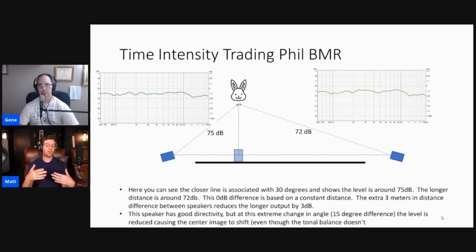So in this particular case, as you move to the side, the center image shifts. This is contrary to what people typically say, which is that a wide dispersion speaker has a wider sweet spot. What I'm showing you here is that if we define sweet spot as the spot at which the center image is in the right location, the wide dispersion speaker actually has a much narrower sweet spot. In fact, its only good sweet spot is right in the middle.